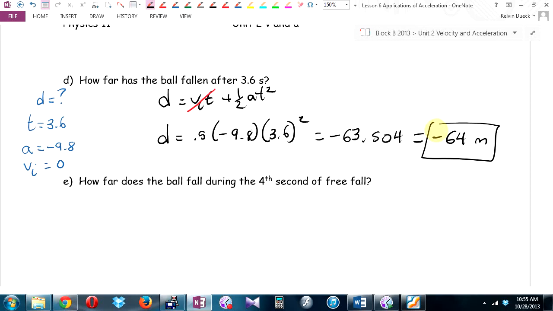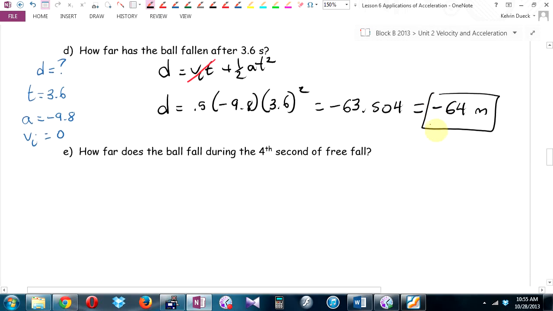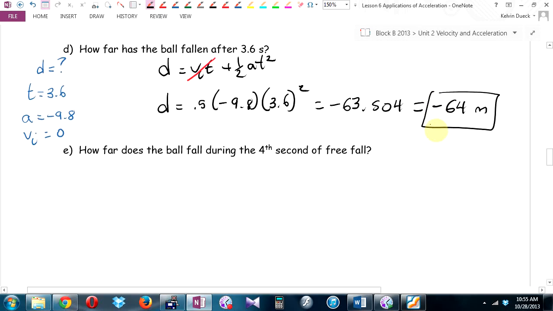What's the negative telling us again, Grant? Going down. Okay, but it's fallen 64 meters. Squared.